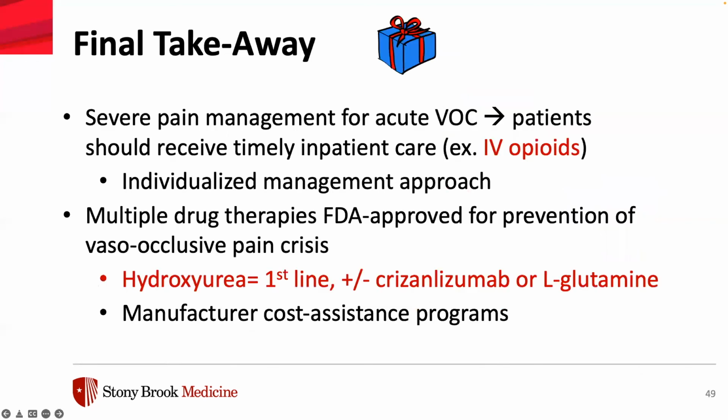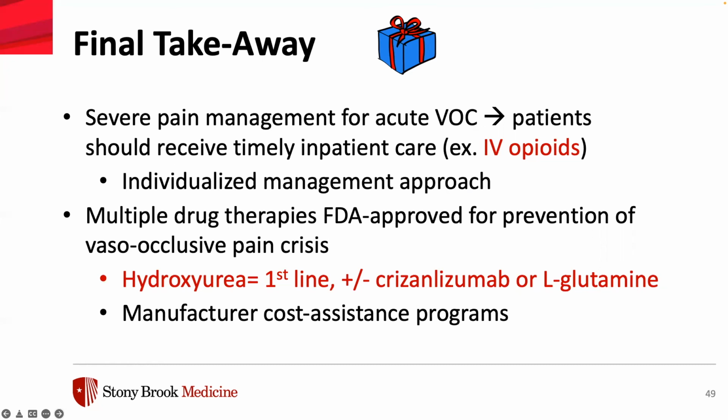So just a final takeaway for the severe management of vaso-occlusive pain crises, severe pain management, we want to make sure these patients receive timely inpatient care with IV opioids, as well as really try to individualize their management approach, taking into consideration what medications have helped the patient in the past and including the patient in those conversations when helping discuss how to best manage their pain. There are also multiple drug therapies FDA approved for the prevention of vaso-occlusive pain crises. So we have hydroxyurea as first line still, and we also have the option now to add on crizanlizumab or L-glutamine to see if that can help as well.